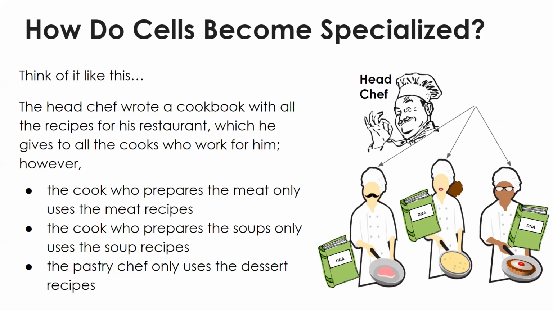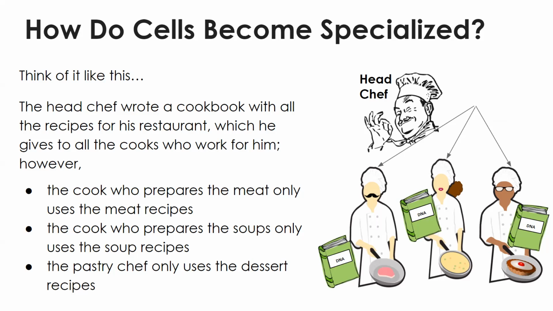How do they know how to do that? Because they read specific parts of the DNA for them. Every other part that they didn't read was turned off. If he worked meat, he didn't need the soups or the desserts, so he didn't read that part of the cookbook. He didn't read that part of the DNA. So again, all cells have the same DNA, just like all cooks in this restaurant have the same cookbook.